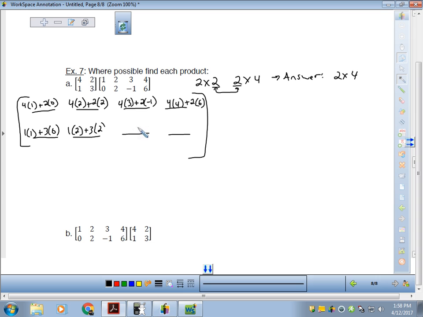This one is row 2, column 3. So I'm going to take row 2, which is 1, 3, multiply it by column 3, which is 3, negative 1. So I'll have 1 times 3 plus 3 times negative 1.